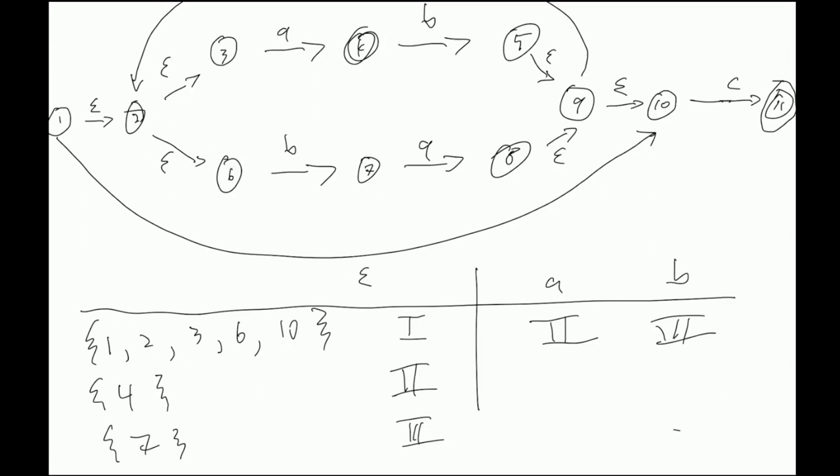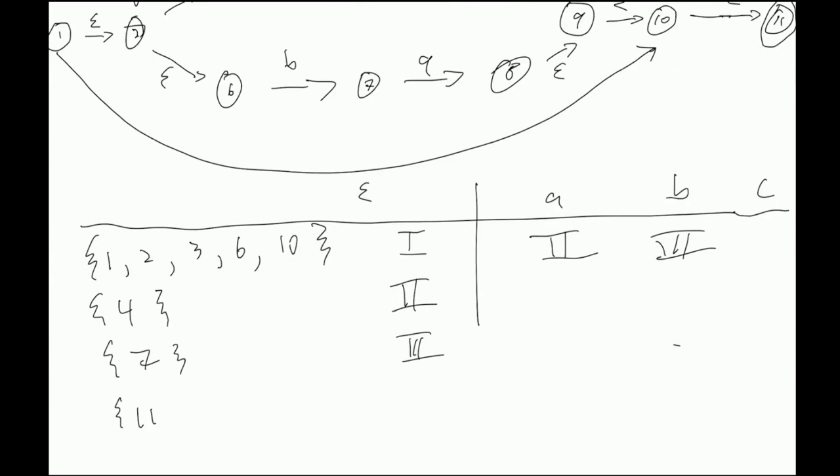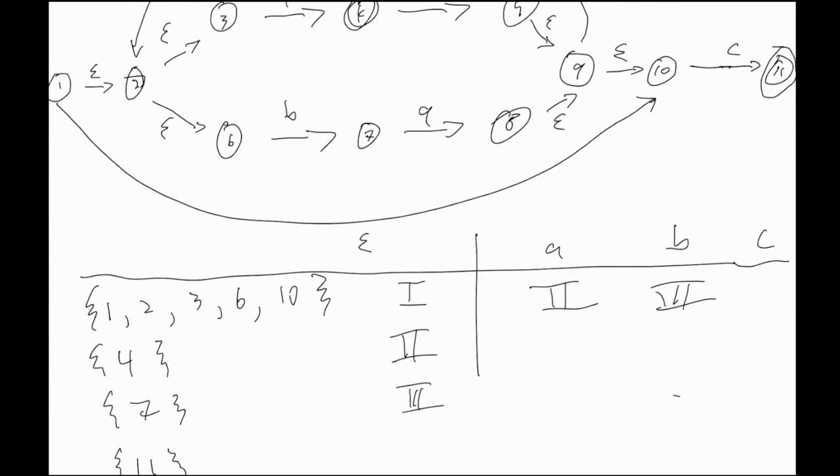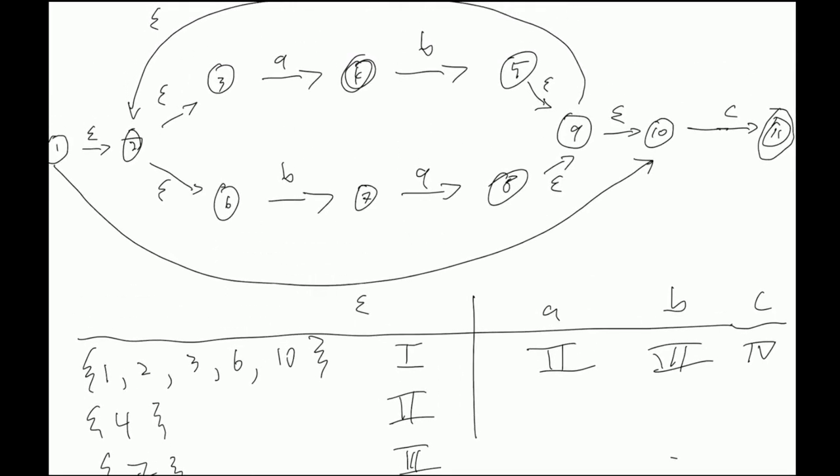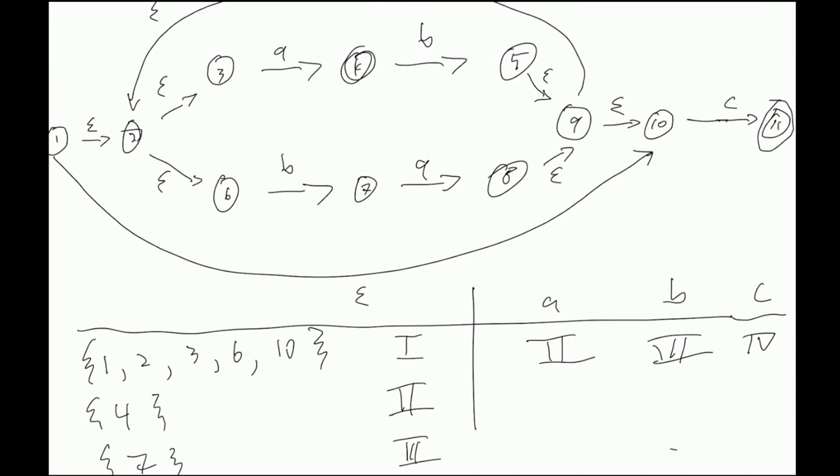Oh, thank you. So it was not entirely right. I forgot that C was in our language. So let's do C first. In all these states, there's only one transition for C, and so we go to state 11 here, and there's no epsilon transitions from 11. This is also the accept state, because 11 is the accept state of the NFA. Okay, sorry about that.